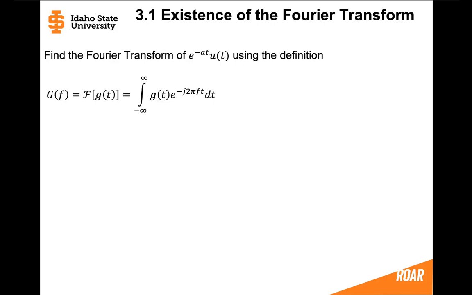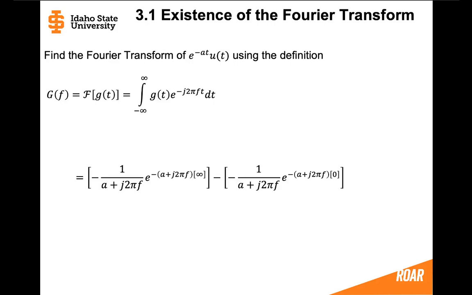time domain signal e to the minus at u(t), and we applied the definition of the Fourier transform. Now, if you remember, when we applied the definition, we were working through the analytical definition, and we got to the point where we had to evaluate the integral. And at this point, if you don't remember this, just look in the previous video, but we were evaluating the integral, and we plugged in infinity and 0.